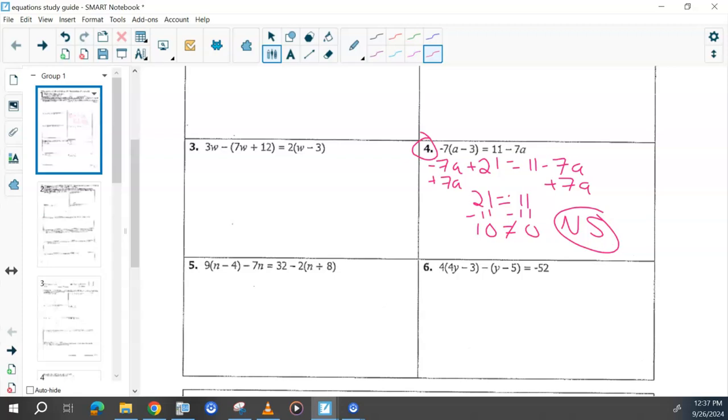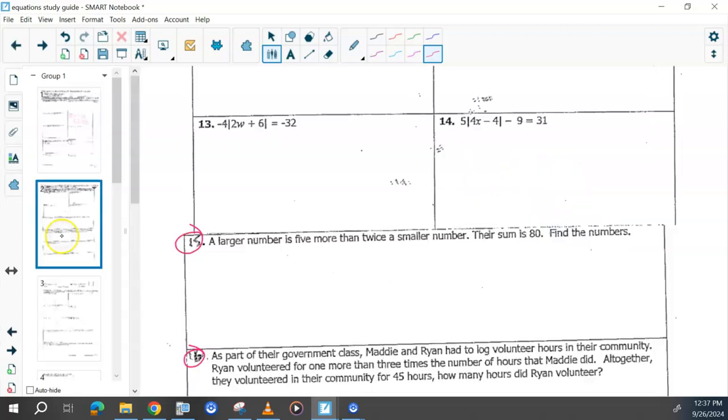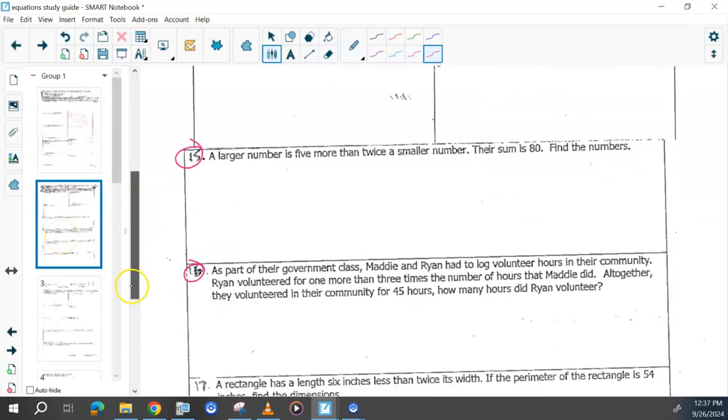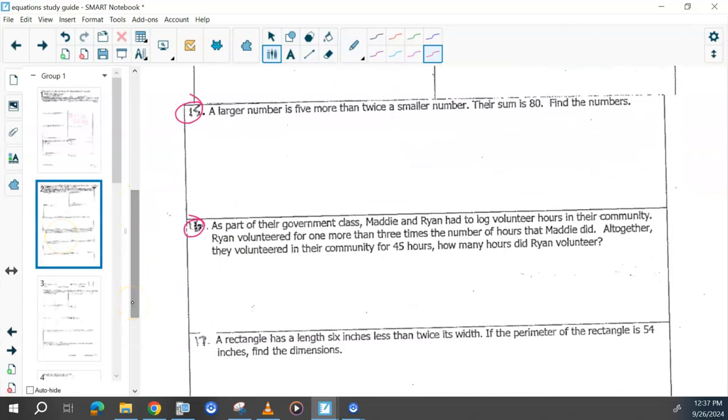For number 15, similar to 16, similar to perimeter problems. A larger number is 5 more than twice the smaller number. Their sum is 80. Find the numbers. So you're defining the variables would be L for large, S for small. I'll write that just so you have it.